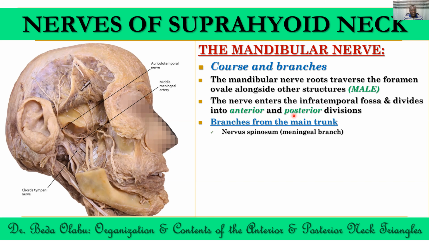There are two branches given from the main trunk. We have the nervus spinosum, which is also called the meningeal branch. The nervus spinosum is given from the main trunk, then goes back through the foramen spinosum to supply the dura mater of the middle cranial fossa. So this is a meningeal branch.